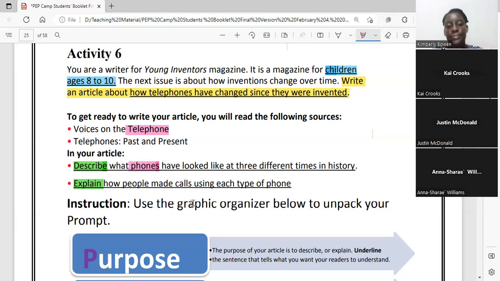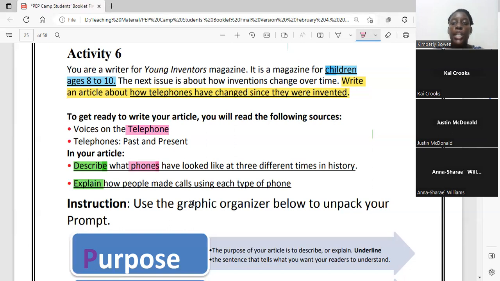Are you seeing it? Does anyone want to share? All right, go ahead, Justin. Miss, it says: purpose. The purpose of your article is to describe or explain, underline the sentence that tells you what you want your readers to understand. Hold on, let me stop you there. I don't want to cut you.